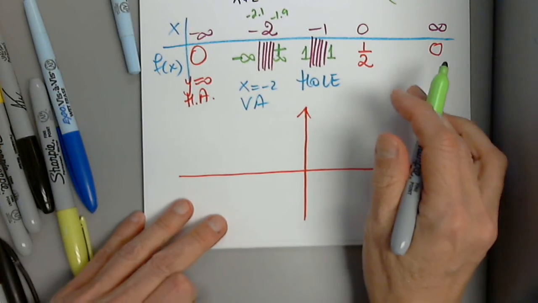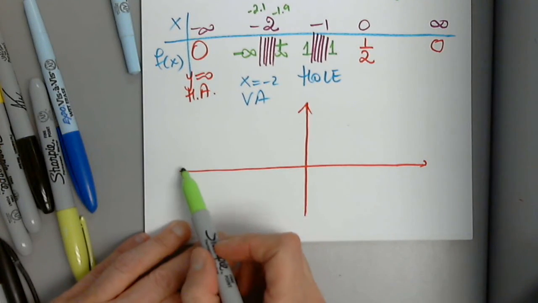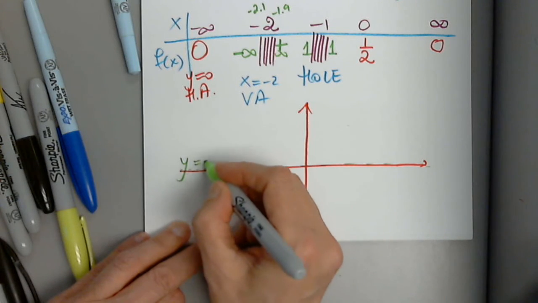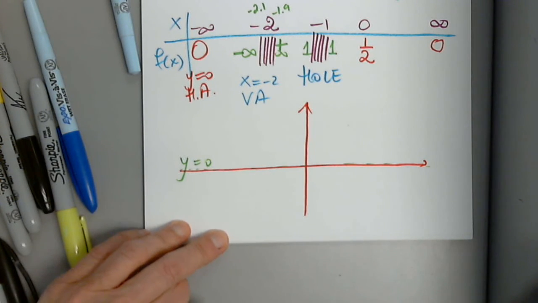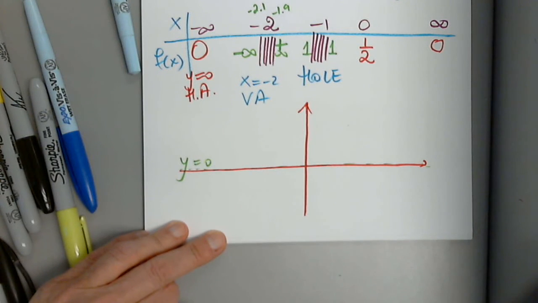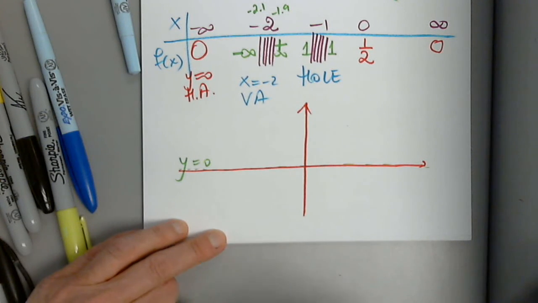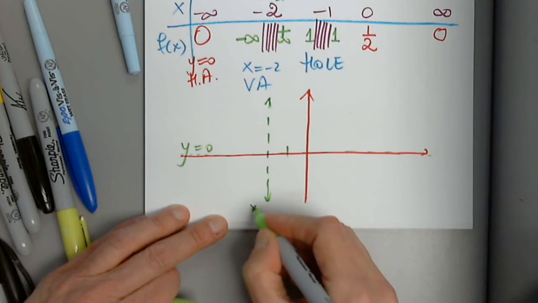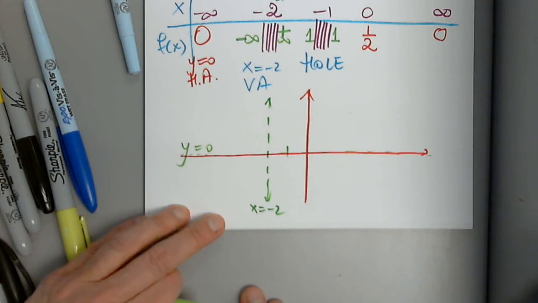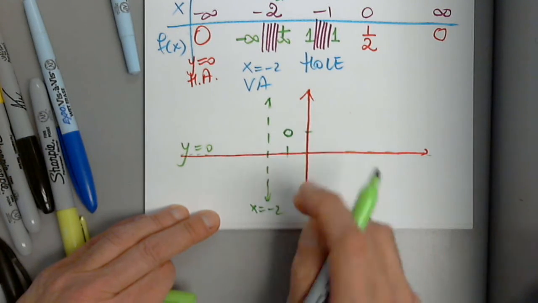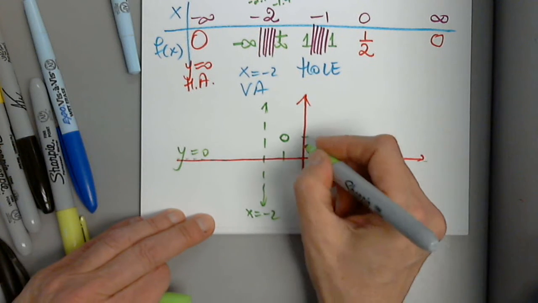So this is an overkill. There is no need to do this unless you want to. I always do, but there is no need because y equals 0 is the x-axis. So -2, -1, 1, and 0, 1/2.